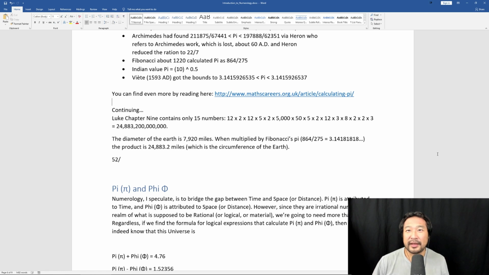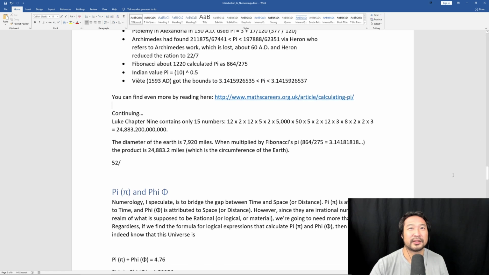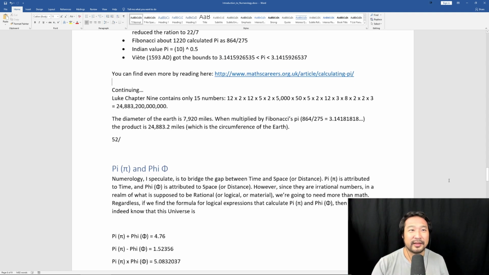When multiplied by Fibonacci's pi, which is 864 divided by 275, which equals 3.14181818. Oh, that's odd. Why? I think that person had it wrong, or it's somewhere wrong in this document. First draft. All right, the product is 24,883.2 miles, which is the circumference of the Earth. And I don't know why I have this here, so I guess I'll delete it.